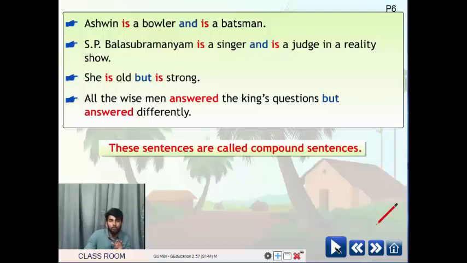Alright, so now we have learnt what are simple sentences and what are compound sentences. So tell me children, what are simple sentences? The sentences which contain one subject and one verb are called simple sentences. And what are compound sentences? Compound sentences are the sentences which are formed by combining two different simple sentences.